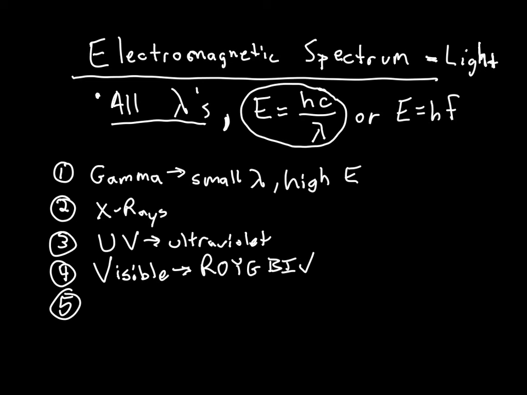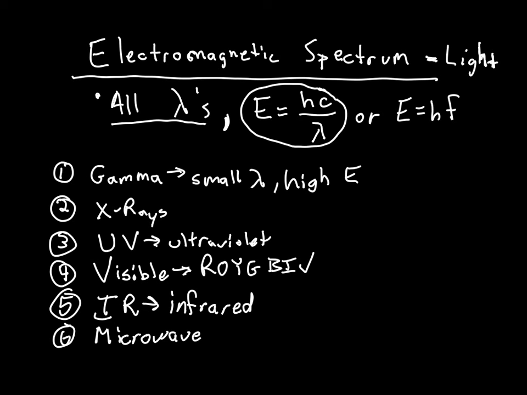Beyond the visible, we get to the infrared, the IR. This is actually the wavelength that people glow at. And above infrared, we have microwaves. And last, but certainly not least, we end up with radio waves. And radio waves are going to be the longest wavelength and correspondingly the lowest energy.